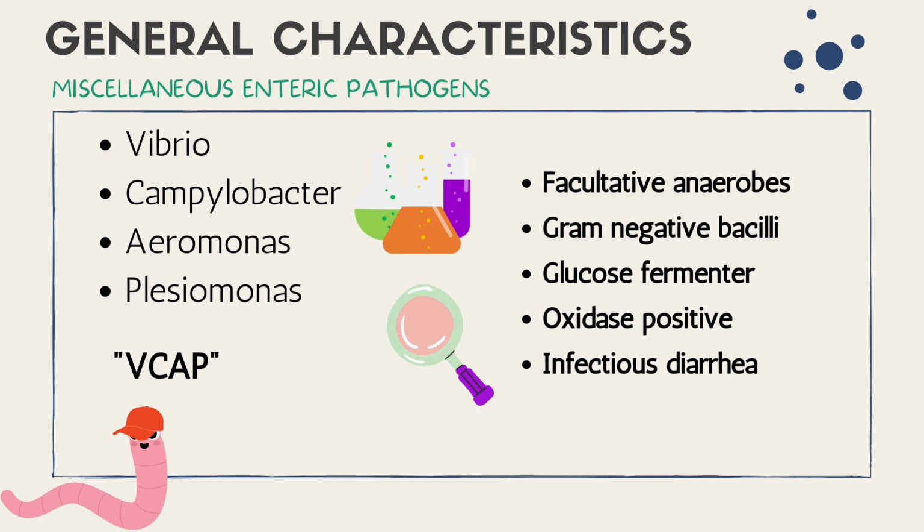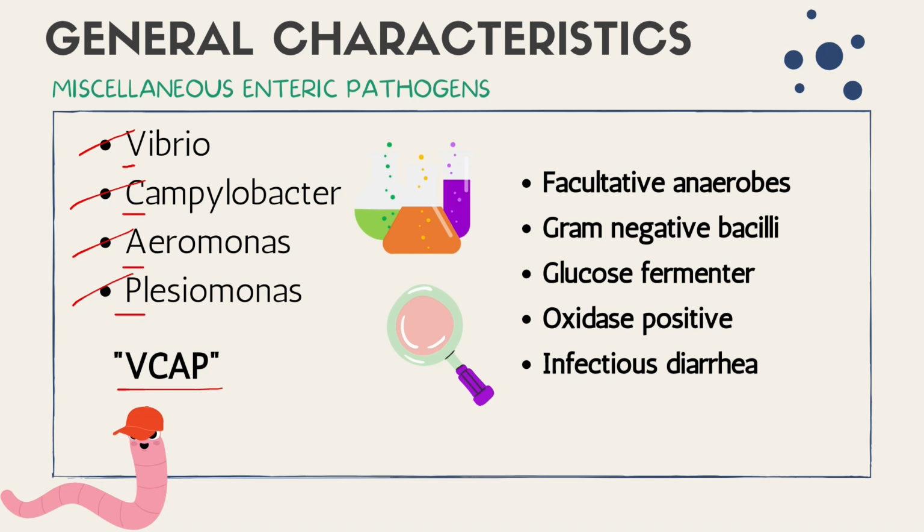Okay, so let's start. Here are the general characteristics of the miscellaneous enteric pathogens. So again, when we say enteric, usually their target location would be the gastrointestinal tract of their host. So on this module, we have 4 types of genera that we will be discussing. The first one is the Vibrio. Next, we have Campylobacter. Next, we have your Aeromonas. And lastly, we have your Plesiomonas. So I have an acronym here. We have the VCAP, okay? So that stands for the first letter of their name, so we don't forget.